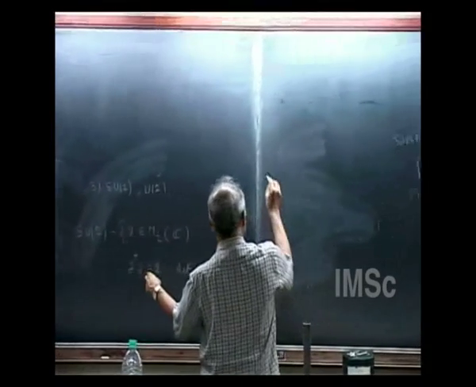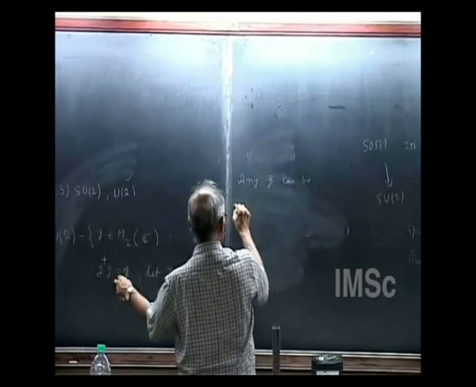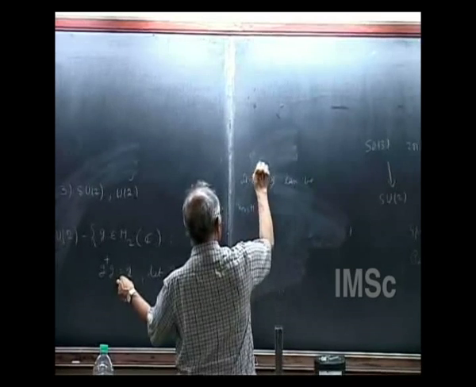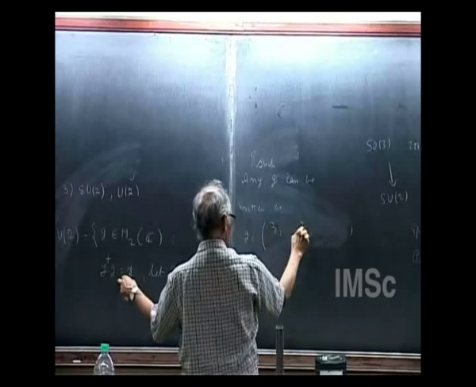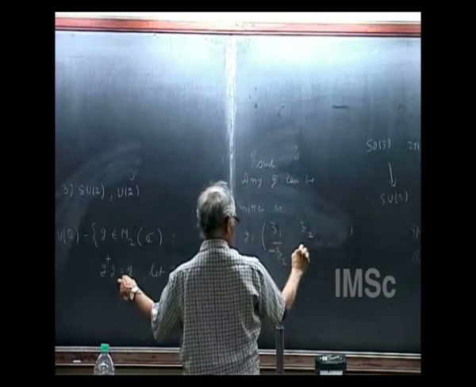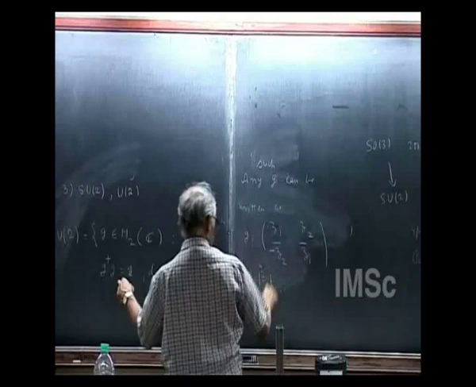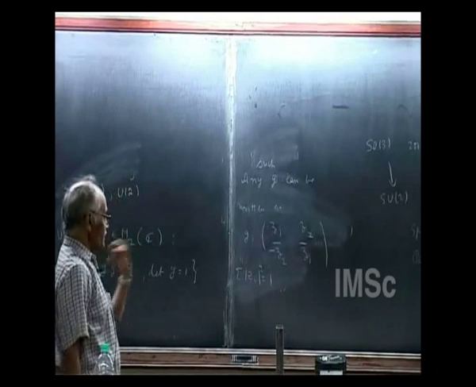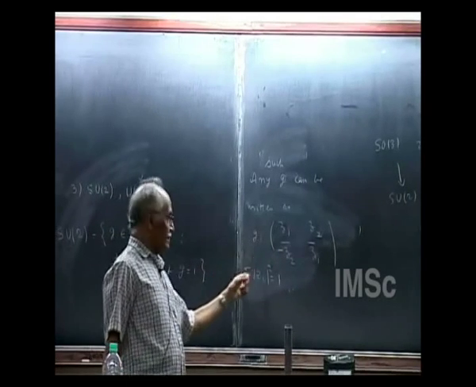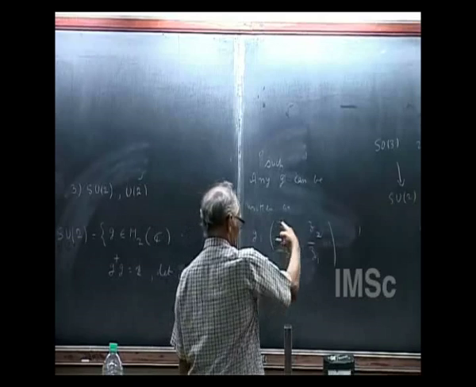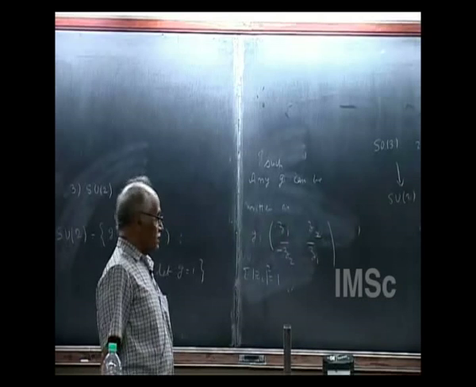Now by way of understanding this group better, any such G can be written in this very convenient notation: Z1, Z2, minus Z2 bar, Z1 bar, where the sum of |Zi| squared equals 1. You can see that the determinant is 1. It's obvious. The only question is the unitarity. You can easily check. You have to show that the complex conjugate of this column is perpendicular to that column, which you can see by inspection. So this is a unitary matrix.